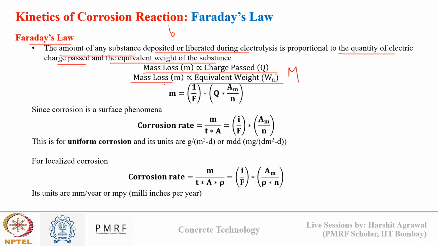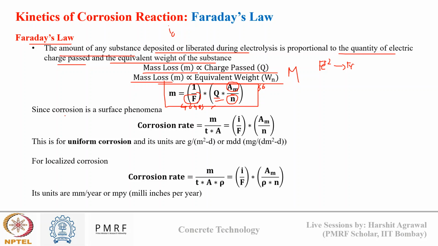Removing the proportionality signs, we get that mass loss is equal to 1 upon F times Q into AM upon n. AM is the equivalent weight of the metal. For Fe, we know it will be something around 56. n is the valency, the charge transfer. We are converting Fe2+ into Fe, so n will be equal to 2. Q is the amount of charge passed, and F is Faraday's constant, that is 96485 coulomb. So this is Faraday's relationship.